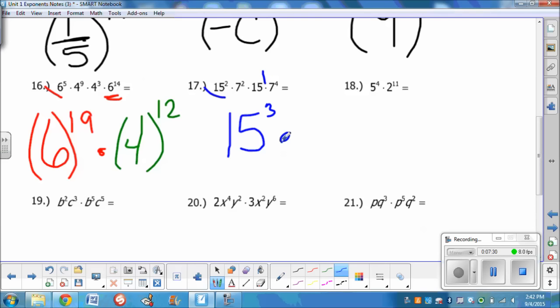my stylus, oh, there we go. 7 is my other base. So we have 2 7's and 4 more 7's. So 7 to the 6th power.